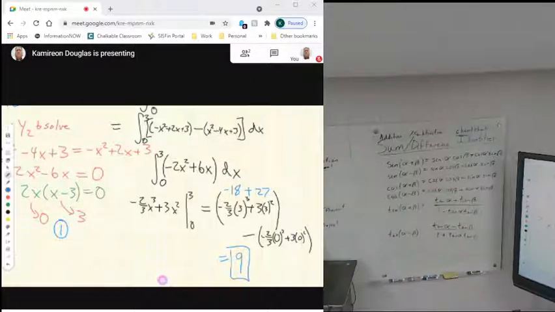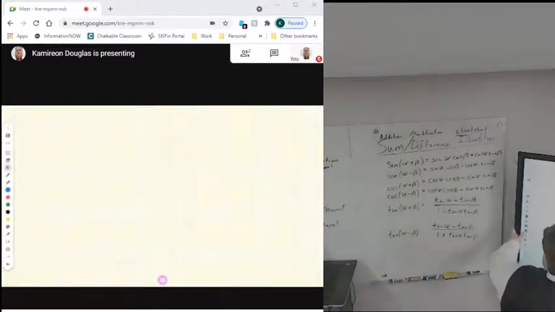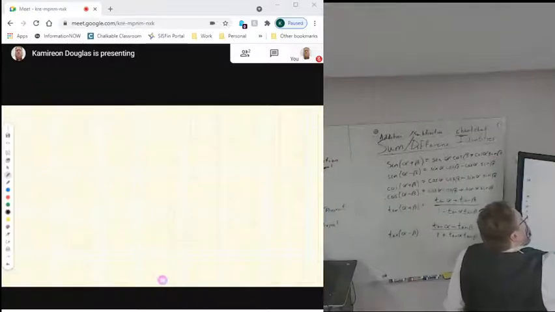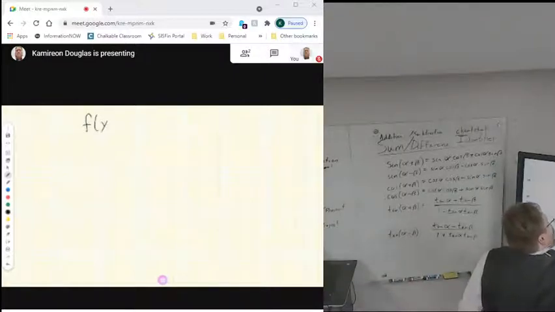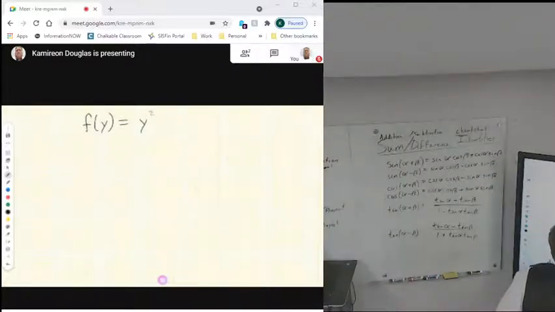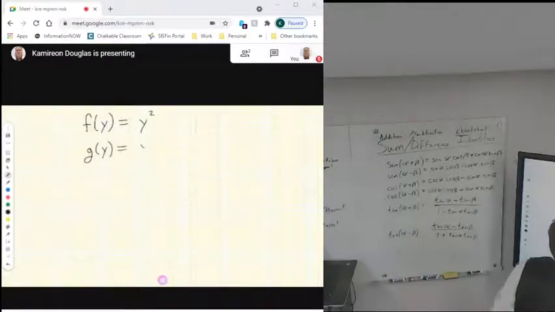Let's look at one where it's a function in terms of y rather than in terms of x. This is a relatively simple one. This is, I believe, also a homework problem. In this case, my two functions are f of y is y squared, g of y is y plus 2.